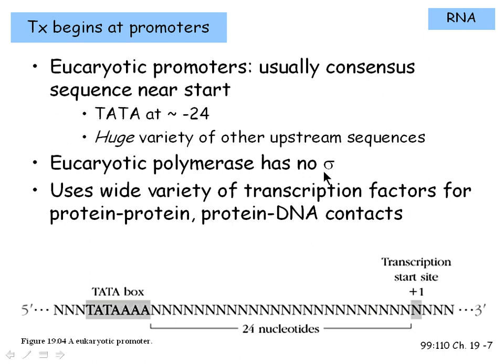Eukaryotic polymerases do not have sigma factors, but they do have a lot of transcription factors, and we'll look at some of those. These are factors that involve both protein-protein and protein-DNA interactions to ensure that the correct things are transcribed at the correct time.